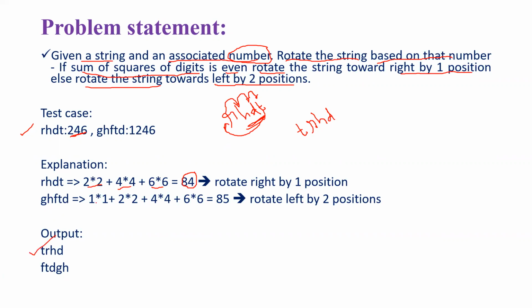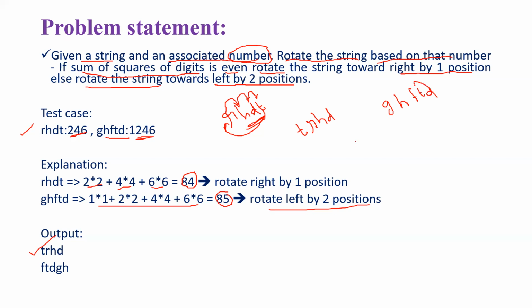Similarly, this is the string GHFTD and it has an associated number. You need to calculate the sum of squares of the digits, 1 square, 2 square, 4 square and 6 square, and you calculated the sum, you got an odd number. In that case you need to rotate the string left by two positions, right? See the example here. Here the test case is GHFTD. I need to perform left shift two times, right?